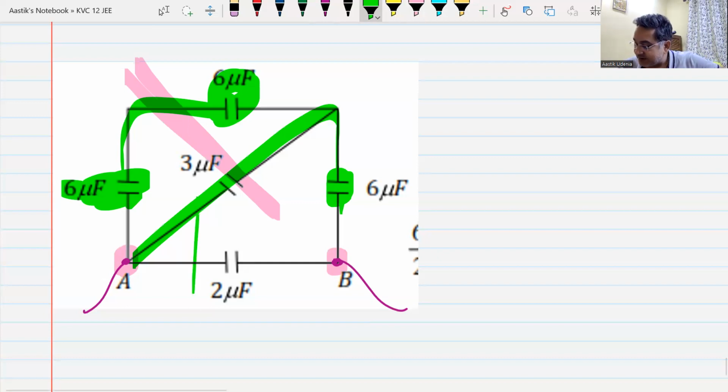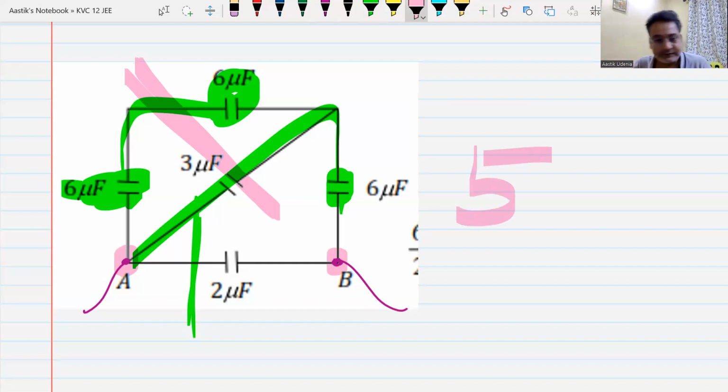And that 3 and this 2 come in parallel. So first we have series, then parallel, then series, then parallel. I call it series, parallel, series, parallel, series. So the answer in this case is going to be 5. Do we understand this, or has this gone above it, saying bye-bye? Understood, sir. Last one, just to make you understand that.